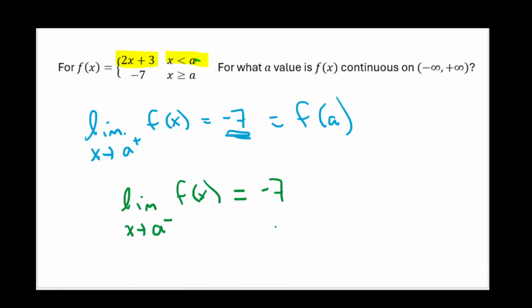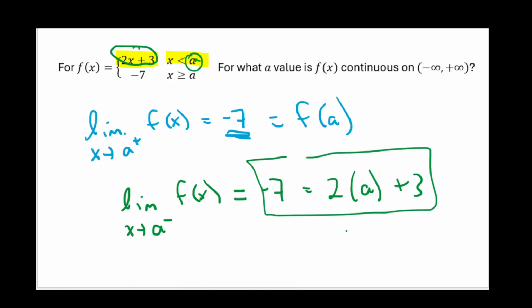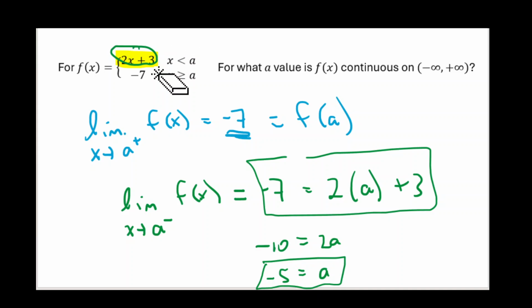And what is the left-hand limit? Well, that follows this rule, which says 2 times x plus 3. So x is equal to a, because that's where I'm interested. So now I have this little bit of algebra to solve. So -10 equals 2a, a equals -5. So if a is -5, then my function is continuous everywhere. And again, we can check that. If a is -5, then we know the right-hand limit is -7, the function is -7, and the left-hand limit, if I sub -5 in, I also get -7.